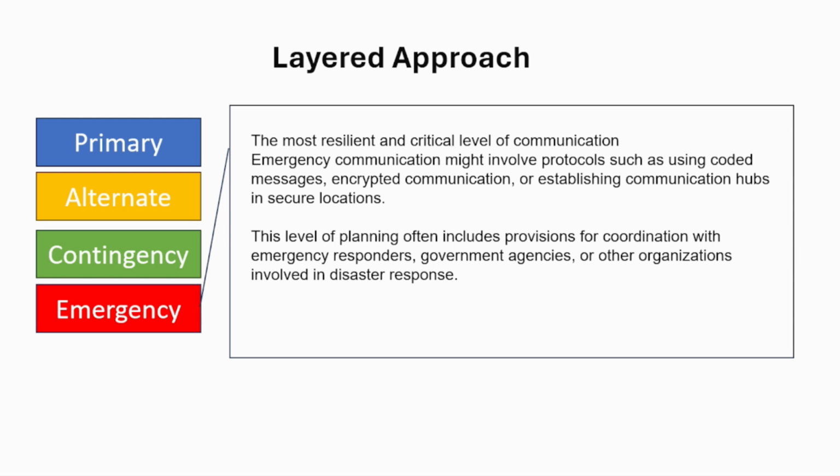Of course, for organization, it can involve protocols like using coded messages, encrypted communication, and securing comms hubs in a secure location. Now, this is a bit more complex. So for the family unit, I'm going to condense it down to make it easier to implement. So I will focus more on the idea of an emergency situation.